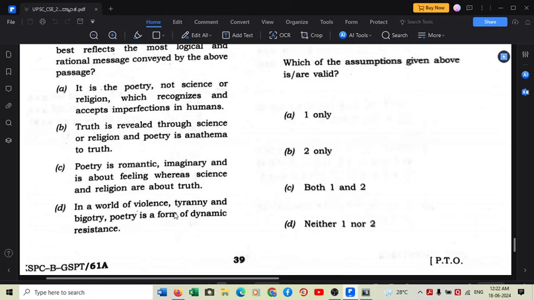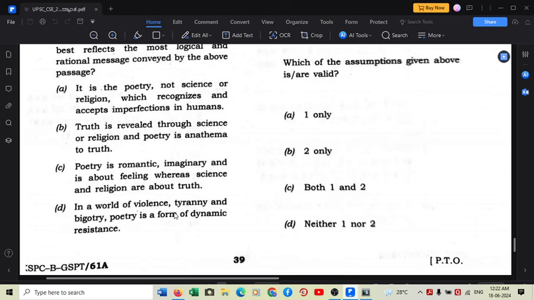D. In a world of violence, tyranny, and bigotry, poetry is a form of dynamic resistance. Okay, so yes, science and religion are basically leading to some form of violence and tyranny. People who know the truth and preach only the truth can become dictatorial, but definitely it's a form of dynamic resistance. But right now it is not very relevant to the passage. So what is relevant here?